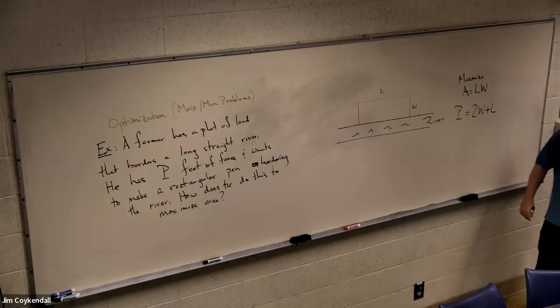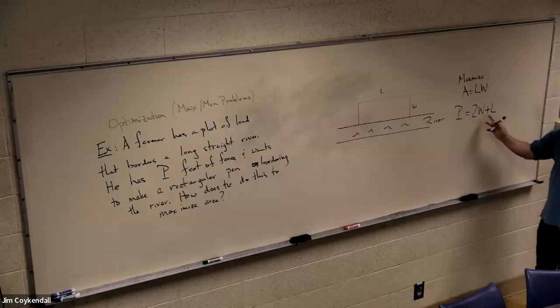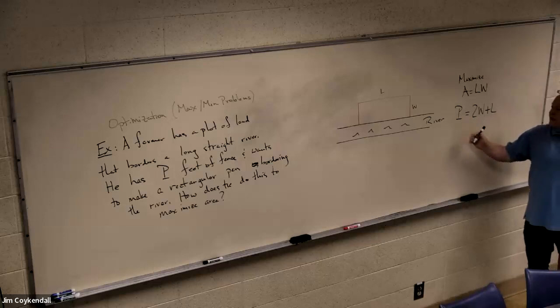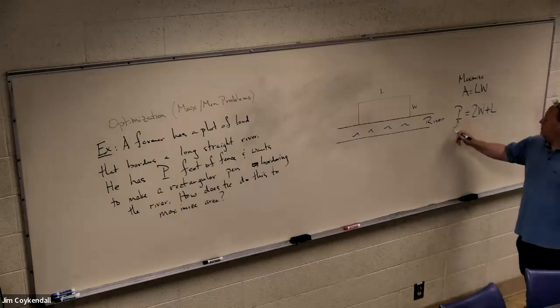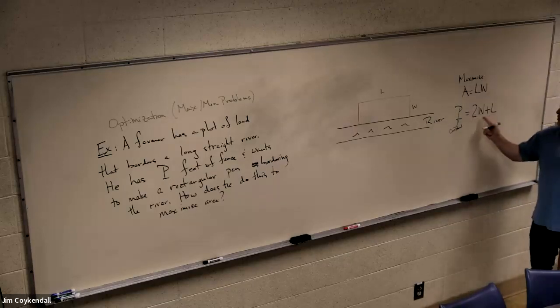So I've gathered some important information here. My area, this is what I'm maximizing, is length times width. And I know that 2 times the width plus the length, that's the perimeter. And this is a constant. P is constant. I can change the W. If I make the W big, I've got to make the L small, or I can make the W small and make the L big. But what is true is this always holds.